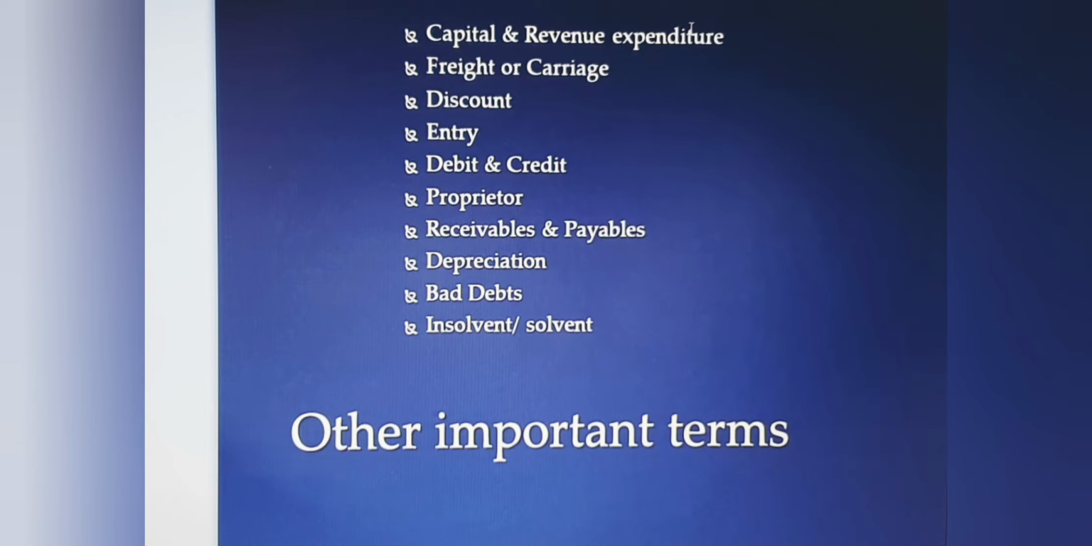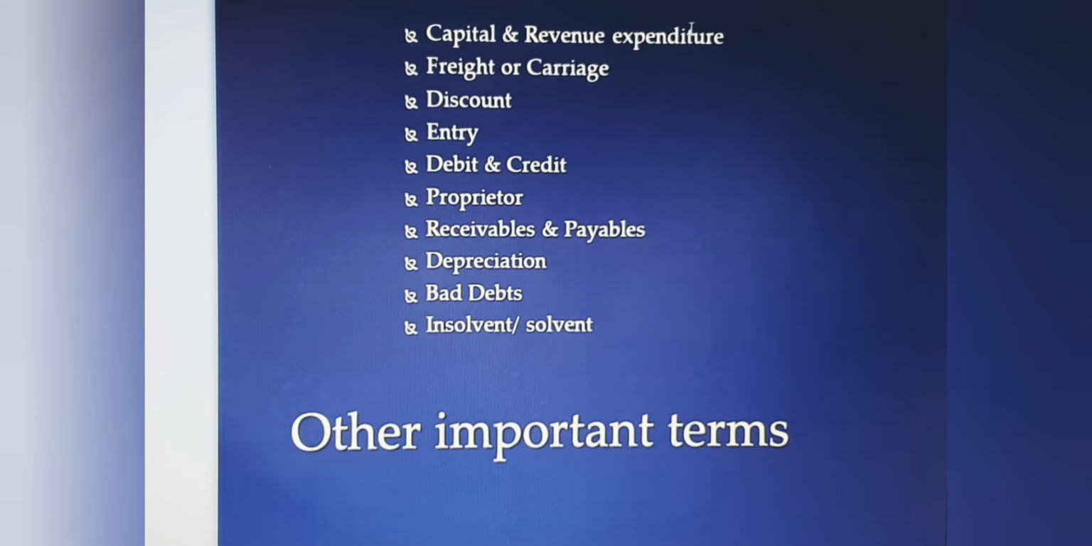Proprietor. Proprietor meaning the owner of the business. Receivables and payables. Receivable मतलब मिलने वाला है, so it's a good thing, asset for me. Payables मतलब pay करना है, we need to pay that, so that's a liability for me. Okay.